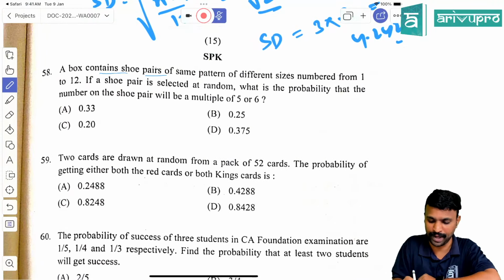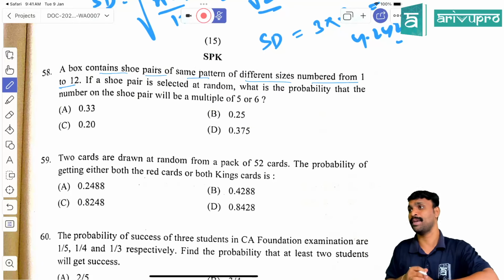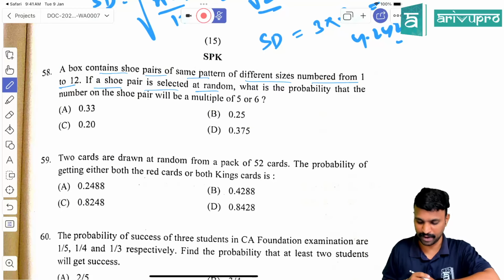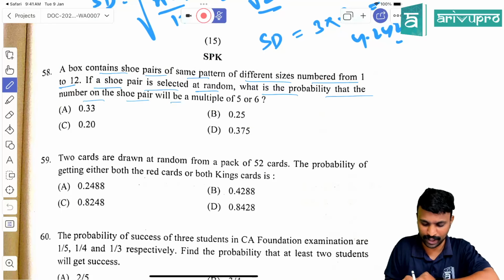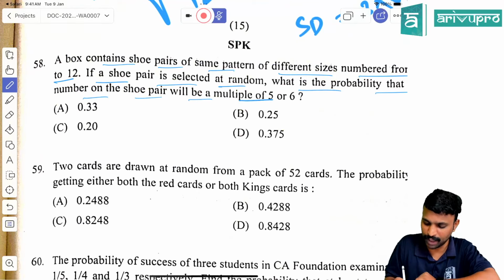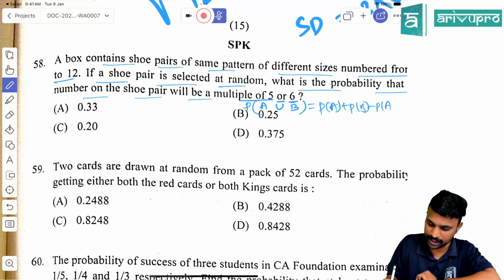A box contains shoe pairs of the same pattern of different sizes numbered from 1 to 12. What are the numbers? 1 to 12. If a shoe pair is selected at random, what is the probability that the number on the shoe pair will be a multiple of 5 or a multiple of 6? So how many events are there? 2 events. Multiple of 5 is one event. Multiple of 6 is another event. What separates the two events? Or, meaning A union B. Or means union, right? So P of A union B is what you need to find. So P of A plus P of B minus P of A intersection B.